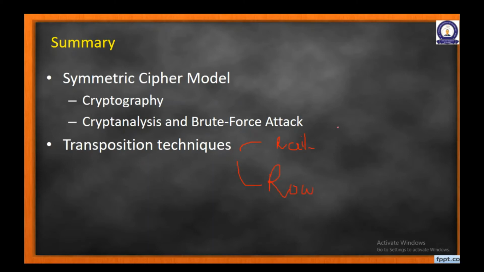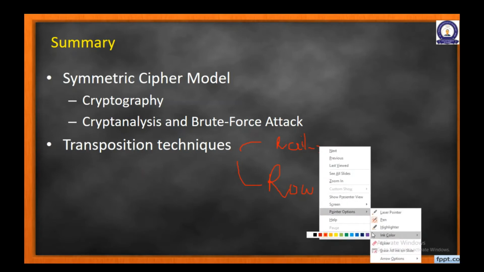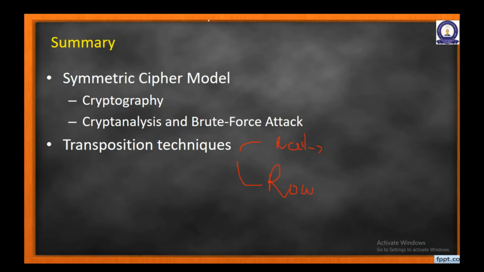So the rail fence, if you remember, suppose I write in a zigzag manner. I will write my plain text in a zigzag manner like this. So this is called a rail fence of depth 2. I'm writing in 2 rows, and when I'm reading this text, I'll be reading it row wise. So my cipher text will be A, C, E, B, D, F. That is my rail fence cipher.